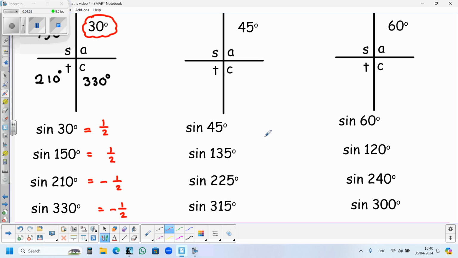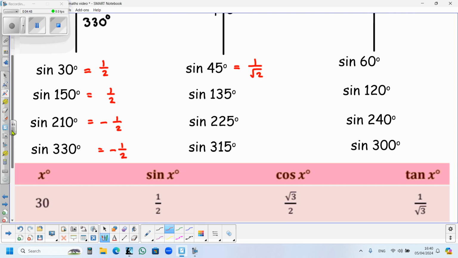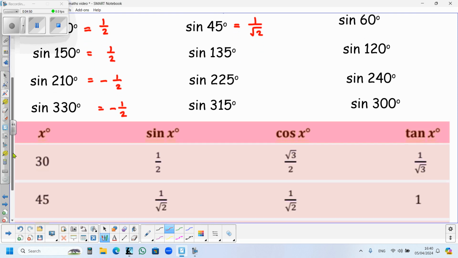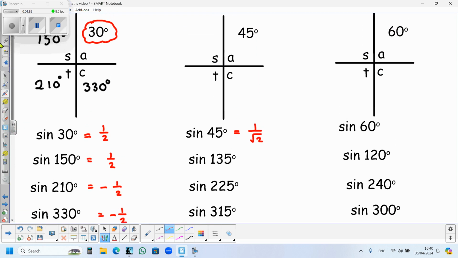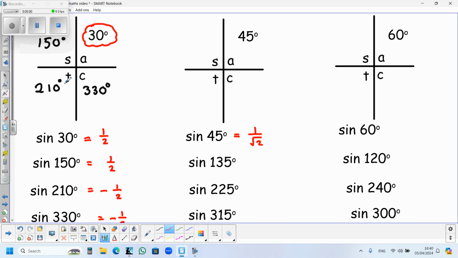Now, likewise, when we've got sine 45. Sine 45 is 1 over root 2. And you either get that from your table or you get it from your triangles. So 45 degrees, sine 45 is 1 over root 2. Now it means all of the angles related to 45 are going to also be 1 over root 2, but we're going to find out what they are.